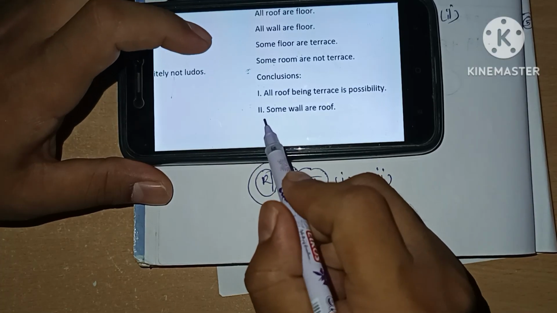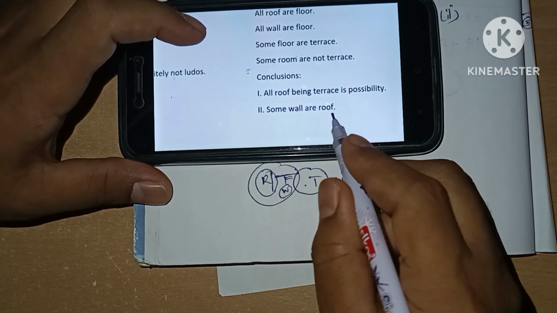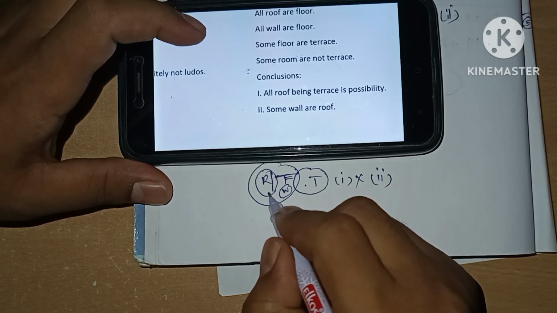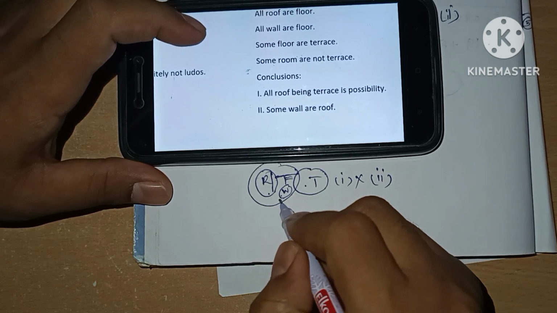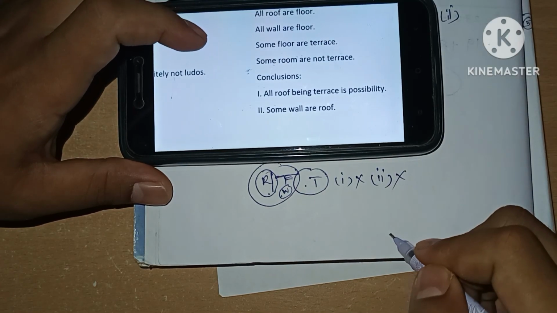Second one, some wall are roof. It is a direct conclusion. So we check roof and wall. There is no direct relation between these two, and it is saying some part is sharing. So the second conclusion will be false.